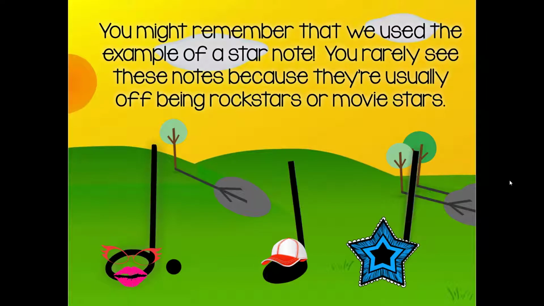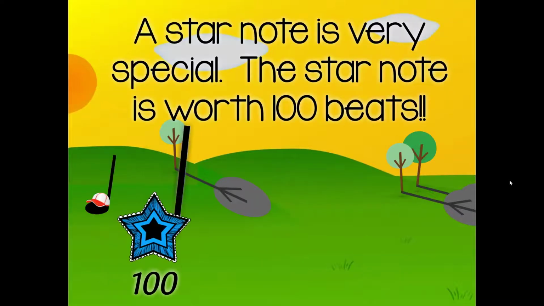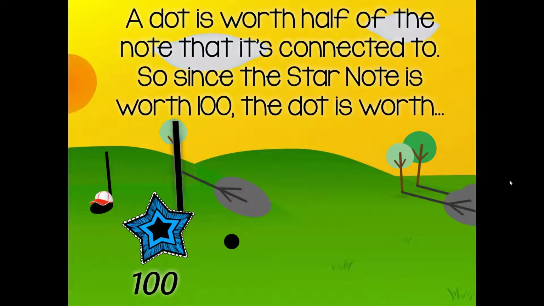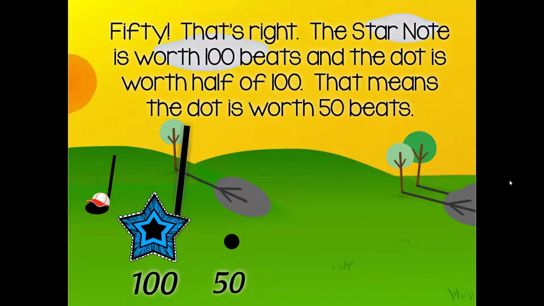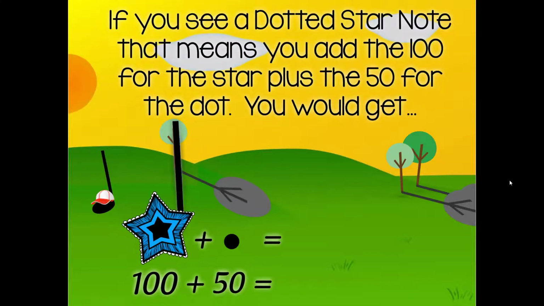You might remember that we used the example of a star note. You rarely see these notes because they're usually off being rock stars or movie stars. A star note is very special. The star note is worth 100 beats. A dot is worth half of the note that it's connected to. So since the star note is worth 100, the dot is worth 50. That's right. The star note is worth 100 beats and the dot is worth half of 100. That means the dot is worth 50 beats.